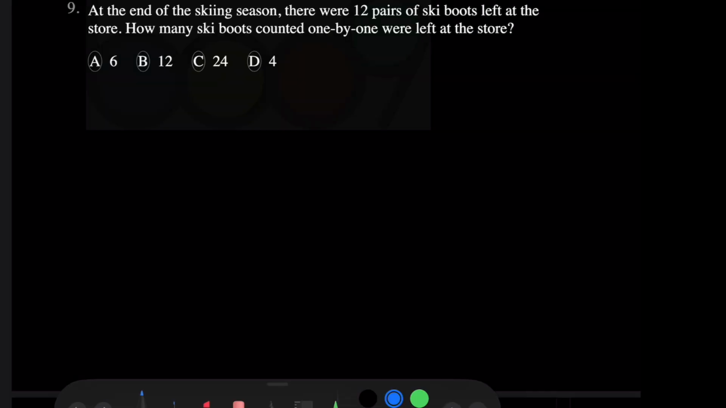At the end of the ski season, there are 12 pairs of ski boots left at the store. How many ski boots, counted one by one, were left at the store? So there are 12 pairs left. Each pair has 2 boots. So 12 times 2 is 24. C is the correct choice.